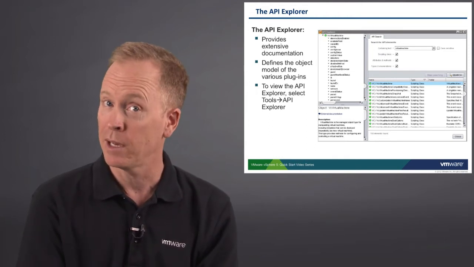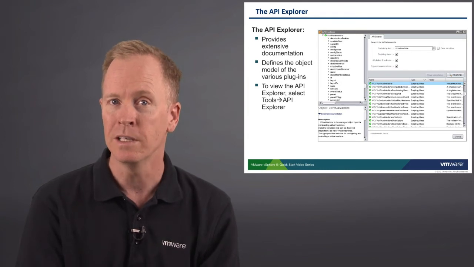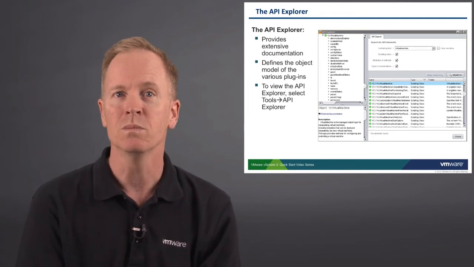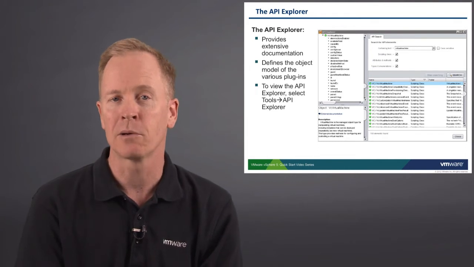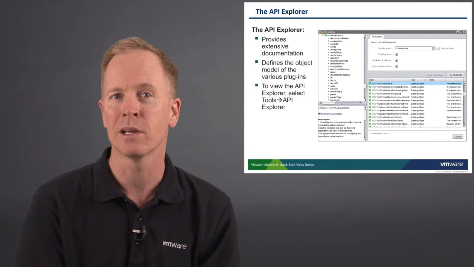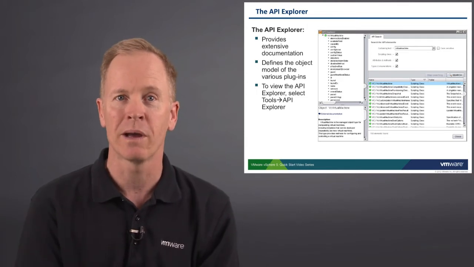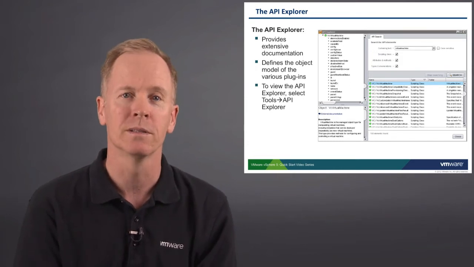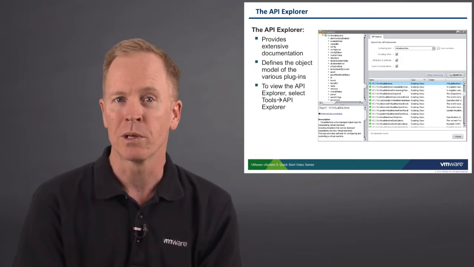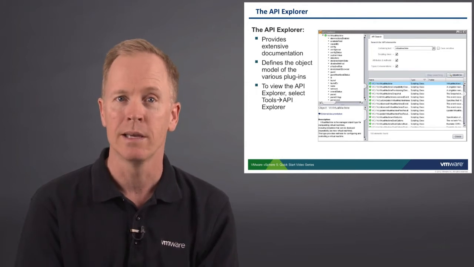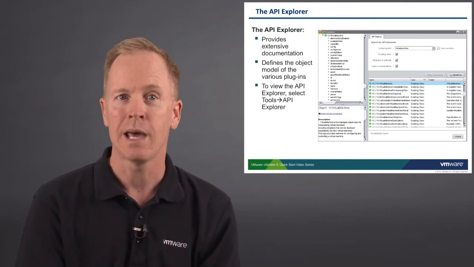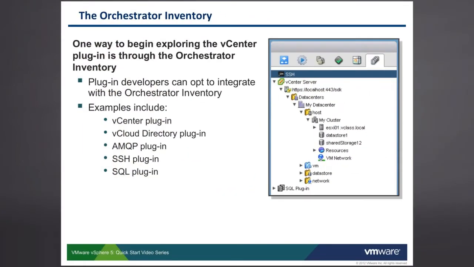And in addition, the API Explorer is not limited to just documenting vSphere and vCenter items, but other plugins can integrate their documentation with the API Explorer. So you have in the API Explorer one place to go where you can learn everything that you need to know about integrating with the various parts of your infrastructure that you'll do through Orchestrator workflows. But to get into the API Explorer, you simply open up the Orchestrator client and go to the menu and select Tools, API Explorer.